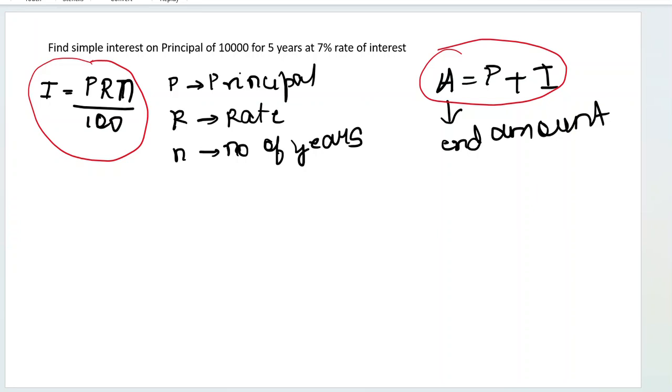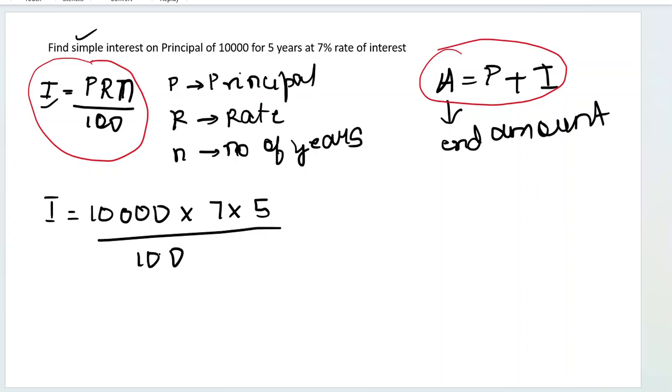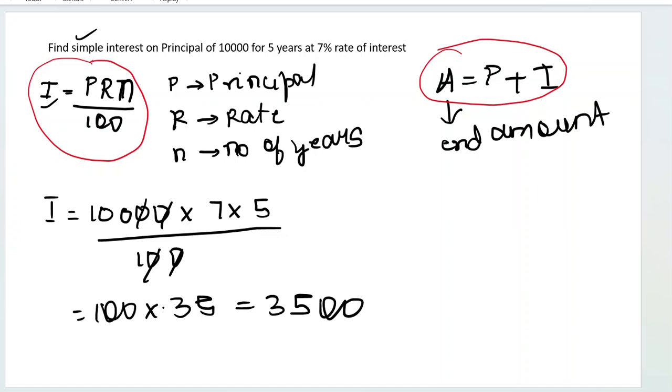Fine. So find simple interest on principal of 10,000 for 5 years at 7% interest. In this case we are told to find the simple interest only, that means you have to only find I. So we take I is equal to principal 10,000, rate 7%, N is 5 upon 100. So you cancel, you get 100 into 35. So you get 3,500. This becomes the interest.